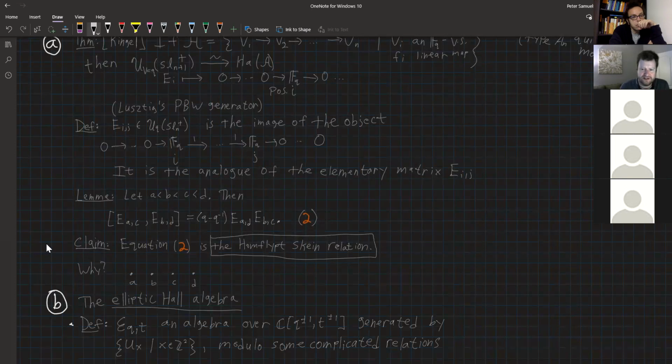Now, what are these two generators? I need to draw two different modules, so let me be a little suggestive in the way that I draw them. So this is the generator E_ac. And now this is the generator E_bd.